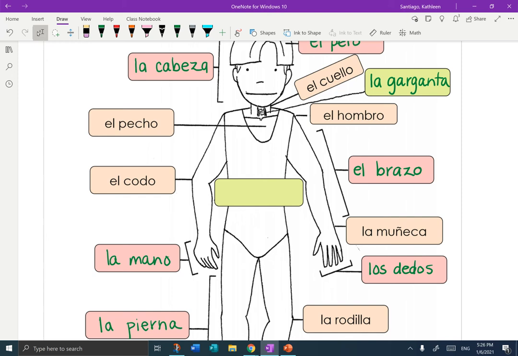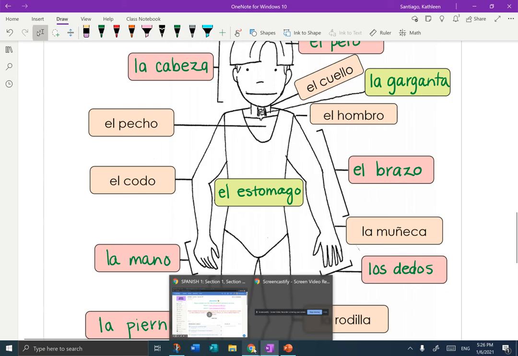In el pecho, think of your pectoral muscles. That's your chest muscles. Pecho is chest. Now we have another green one right in the middle: el estómago. Okay, and you're going to get to see me check the accent marks on those two.